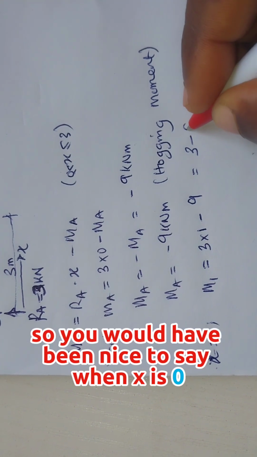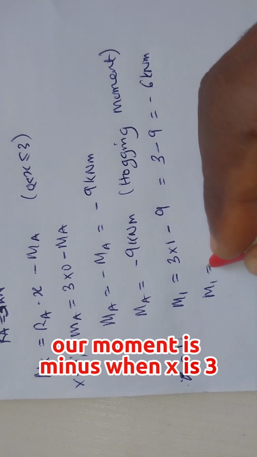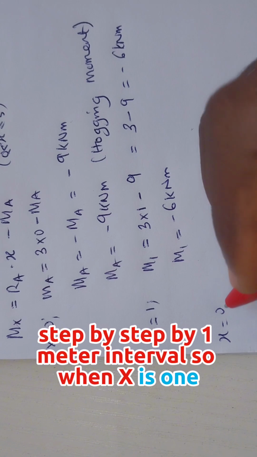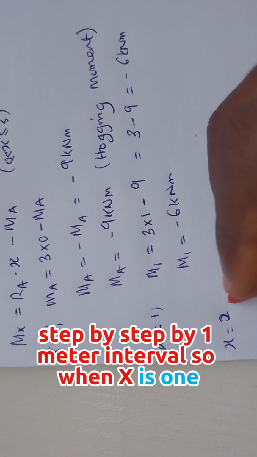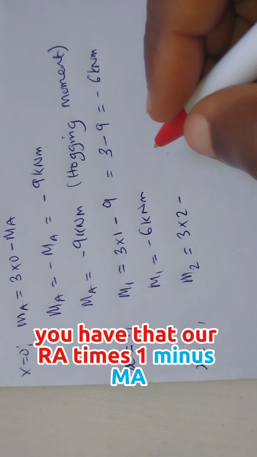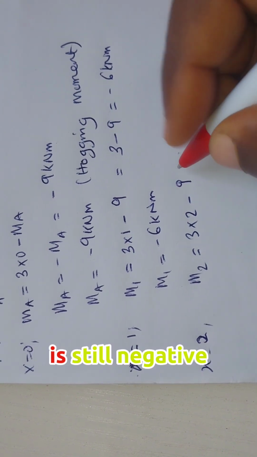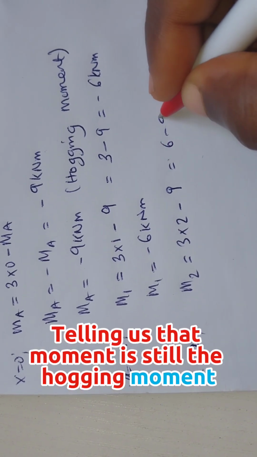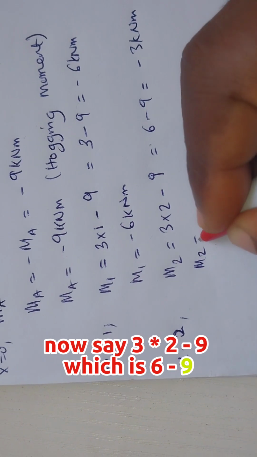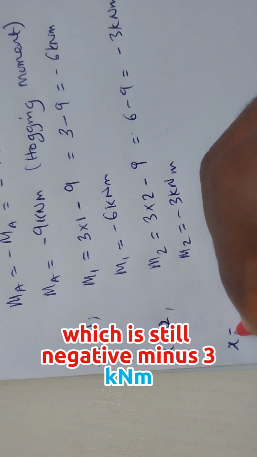So it would have been nice to say when x is 0 and when x is 3, but we want to take it incrementally, step by step, at 1 meter intervals. When x is 1, we have RA times 1 minus MA, so it will be 3 minus 9, which is still negative. It is telling us that the moment is still a hogging moment, and the reinforcement will be placed on top. When x is 2, we say 3 times 2 minus 9, which is 6 minus 9, which is still negative, minus 3 kilonewton meter.